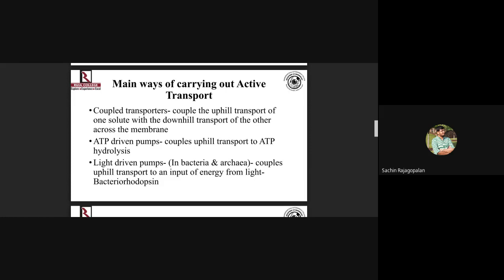Several of the active transport systems work using ATP driven pumps, wherein existing ATP molecules, which are produced by the respiration process, are hydrolyzed, and you then utilize the energy released in that process to carry out transport. Maximum of mammalian cells have ATP driven pumps.